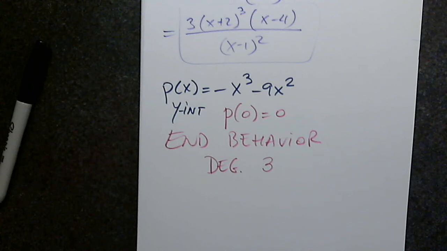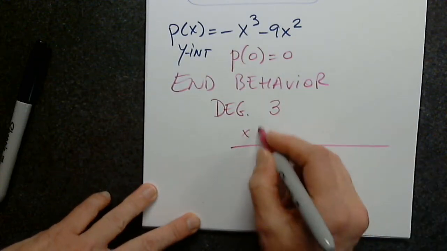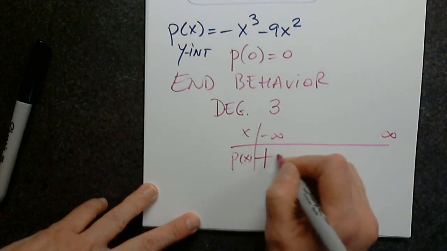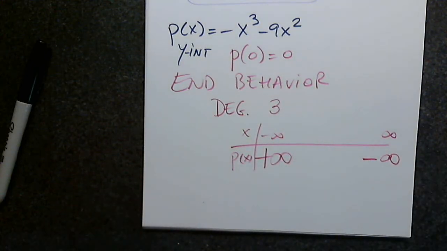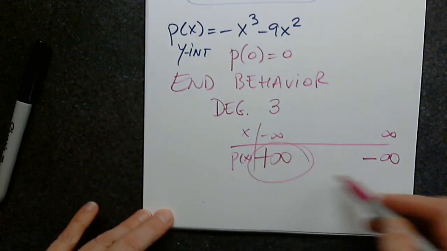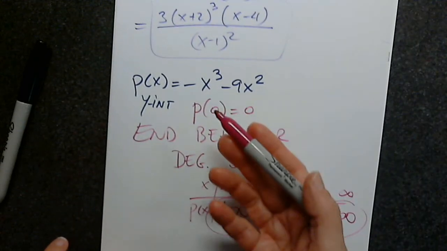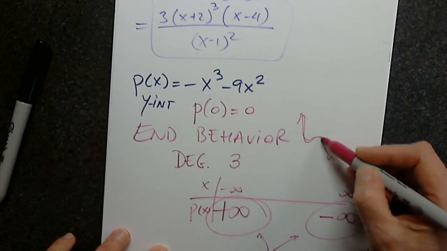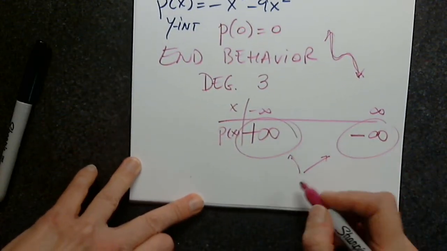with a positive leading coefficient, we always compare to x squared. If a negative leading coefficient, we always compare to negative x squared. So degree 3, leading coefficient is negative. So odd degree, negative leading coefficient. So the end behavior for this function, P of x, from negative infinity to infinity will be positive infinity to negative infinity. That's the end behavior. Since it has degree 3, it will look like this. So end behavior.